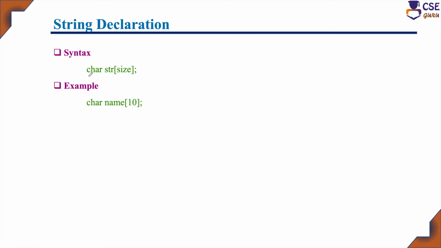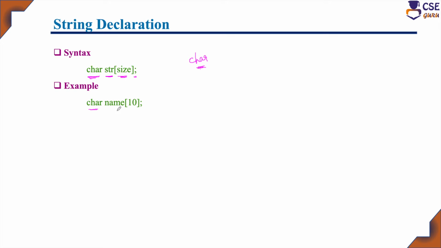Syntax: char is the data type we will use to declare the string. Even char is used to declare a single character also. If we want to declare a single character, we will use this char data type only. Even for a string, we will use this char data type only. But you give the string name, specify the size, and it should end with a semicolon.